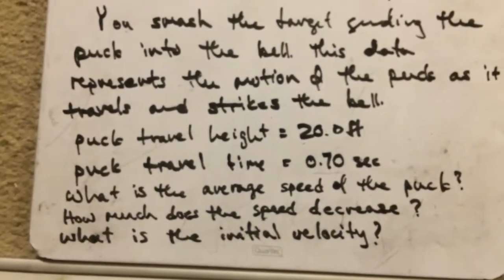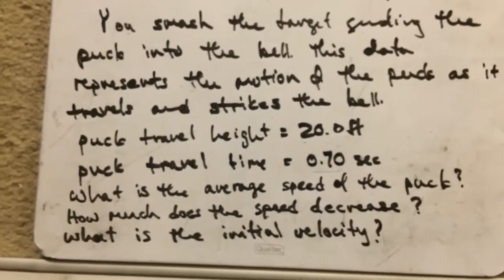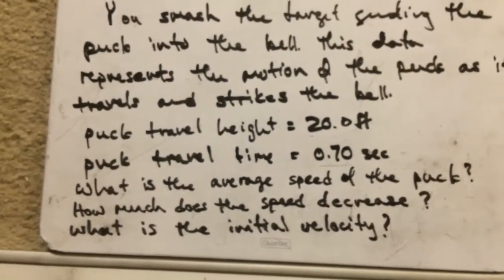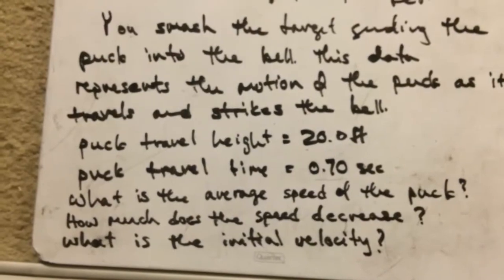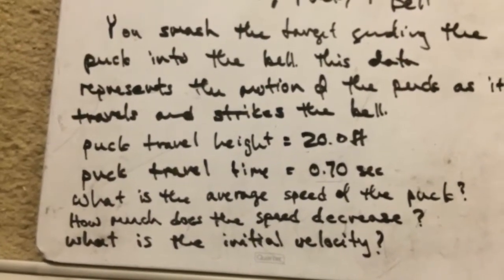The puck travel height is 20 feet. The puck travel time is 0.7 seconds. The questions are, what is the average speed of the puck? How much does the speed decrease? And what is the initial velocity?